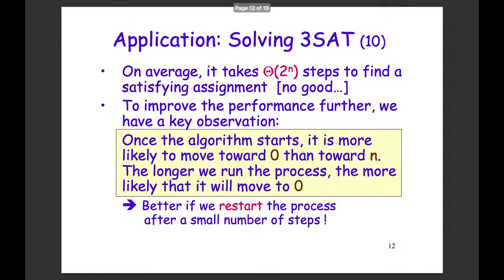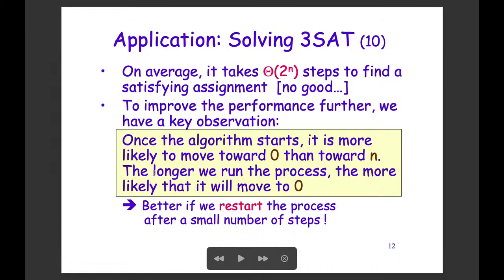So first of all, this is the key observation. If the algorithm starts, then as it runs through more and more steps, it is more likely to go backward than to go forward.